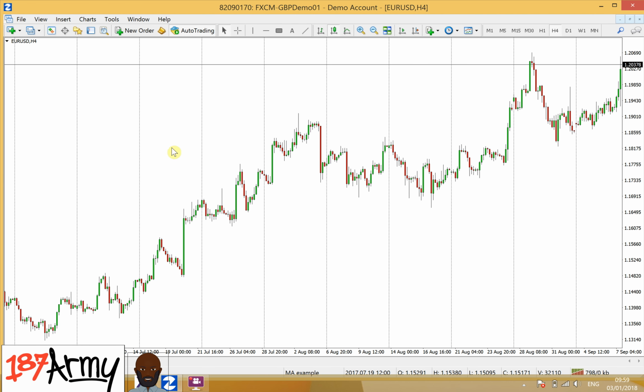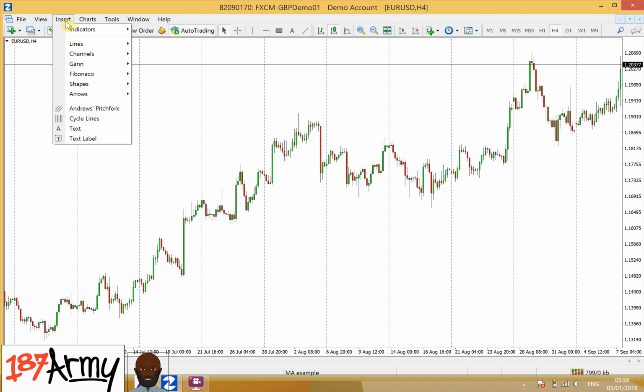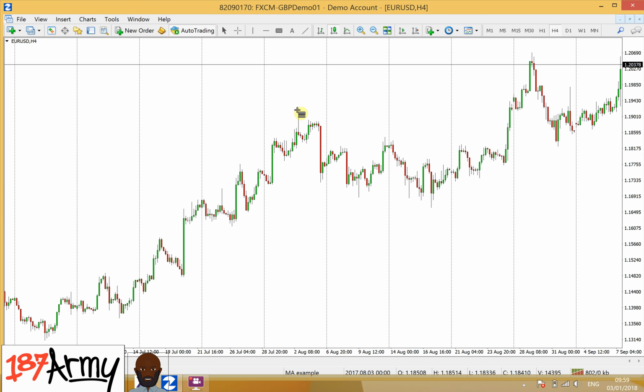So you open up your MT4 browser. There's two ways to get your Fibonacci. You can either go to Insert, scroll down to Fibonacci, and it's called Fibonacci retracement. Then you have this little crosshair. So we'll just quickly get it on the screen now so you can see what it looks like.